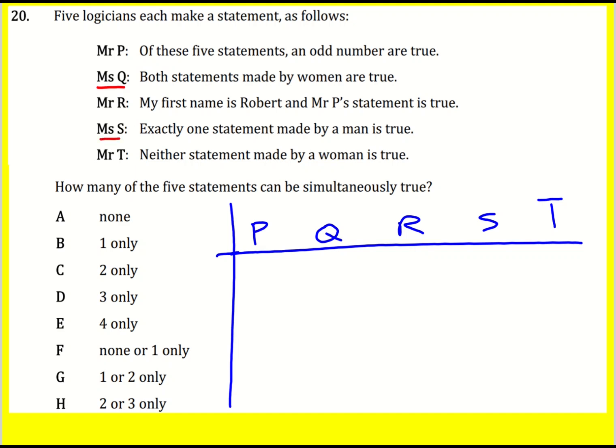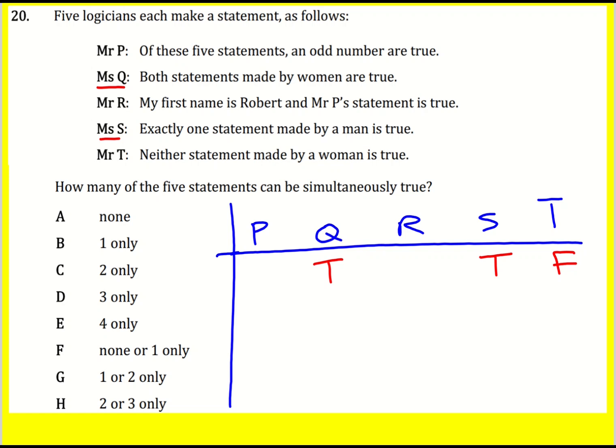First of all, let's make an assumption that Miss Q is telling the truth. So let's say she is. Now that would mean that Miss S is also telling the truth, which would mean that exactly one statement made by a man is true, which would mean that three were telling the truth. We just got to check that everything is consistent. So Mr. T would have to be lying. So I'm going to say false because we know now, via our assumption, that both of the women are telling the truth.